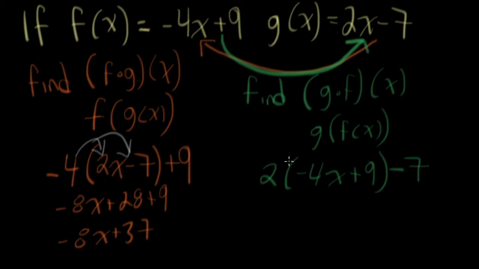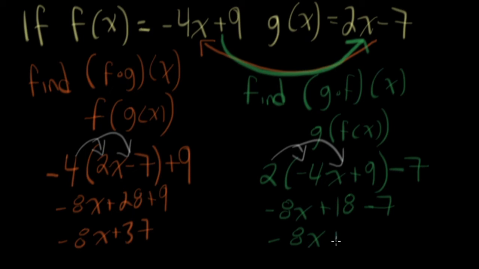Again, I'm going to distribute and combine my like terms. All right, your basic math principles. So it gets a little bit different, right? It's negative 8x plus 18, still that minus 7 at the end. Combine my like terms, so negative 8x plus, I think it's 11. So those are called composite functions, putting functions within functions. Pretty cool. What, you want to see one more thing?